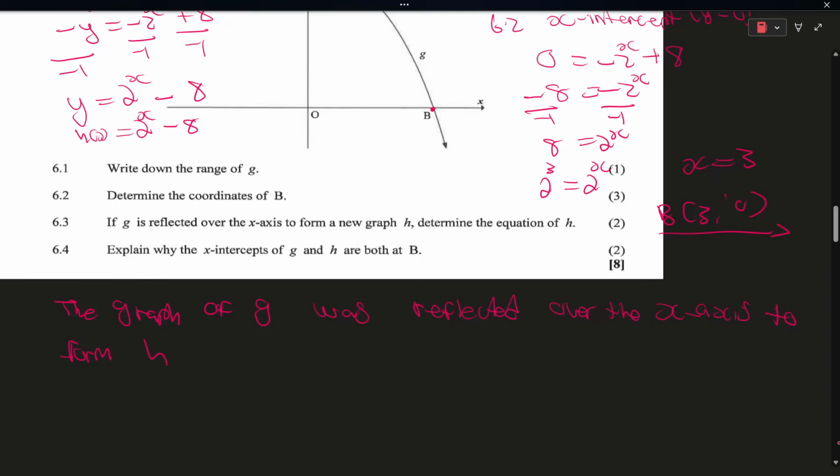Okay? So this means when y is equal to 0, the solution will be the same for both graphs.